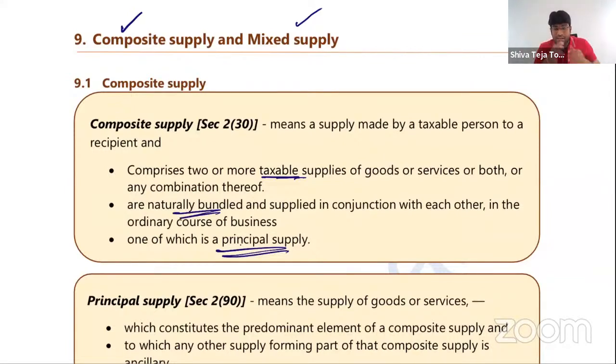For example, there is a dry fruit box. In a sweet shop, there is a dry fruit box where there are 3-4 different dry fruits packed in one box for a single price. That is clearly a case of mixed supply because they are not naturally bundled and there is no principal supply there. So we will see out of all the dry fruits, which one attracts the highest rate of tax. That rate of tax will apply for the entire product.